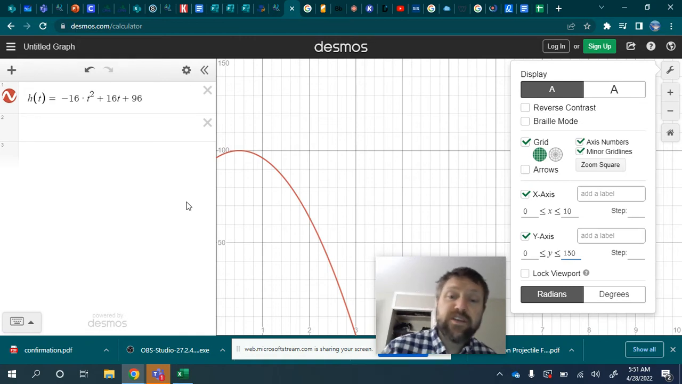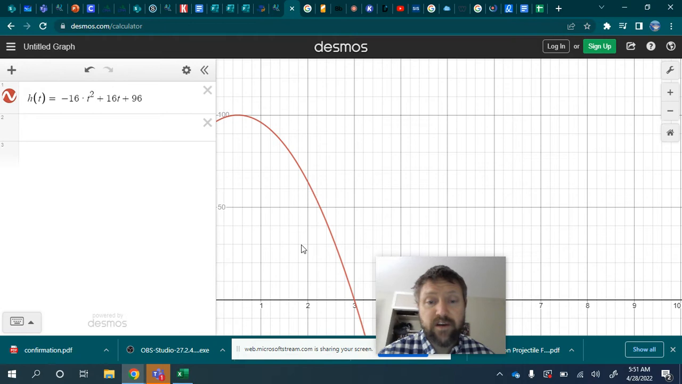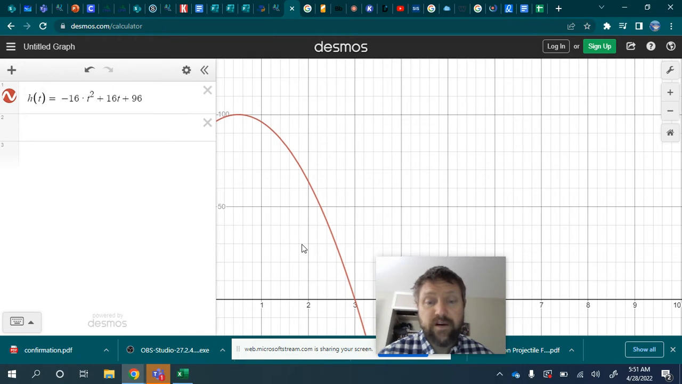When she hits the ocean at time 3 seconds, then you know she's going to go down. You can see if I go like this, she'll go under the water there after 3 seconds. Okay, so there are some negatives involved after 3 seconds.